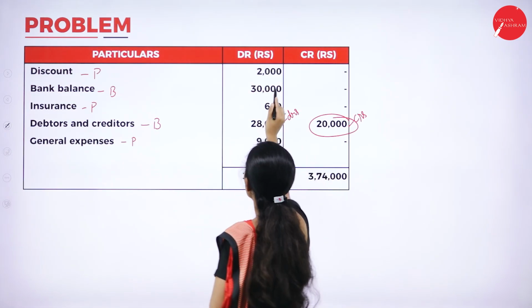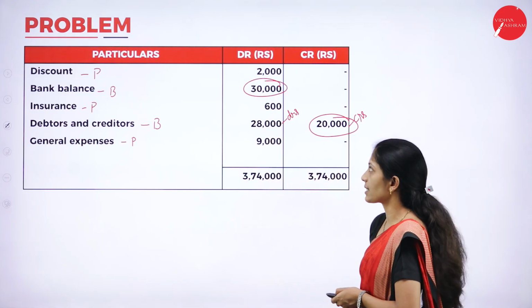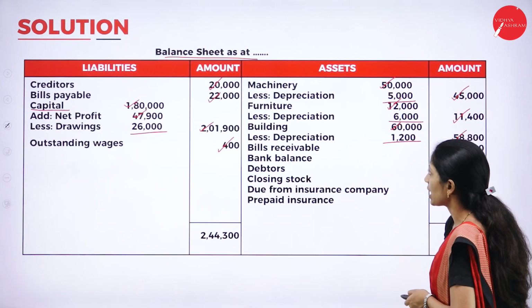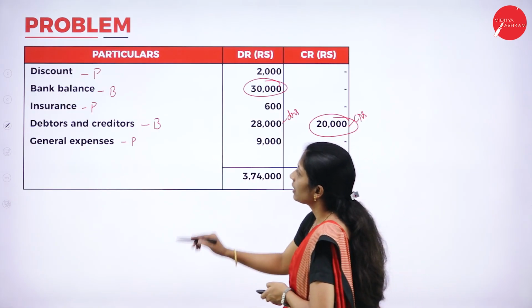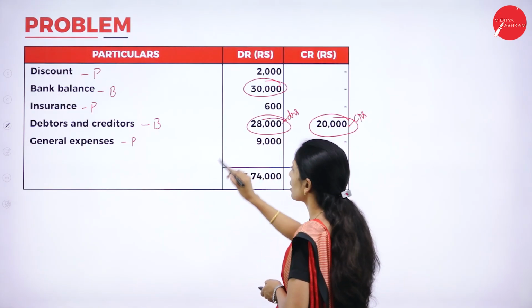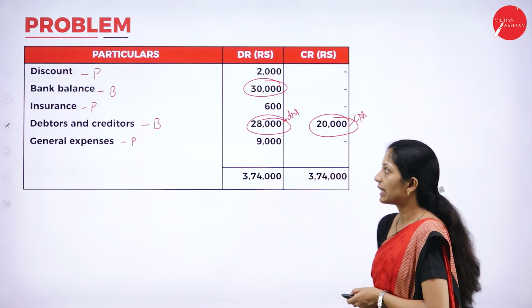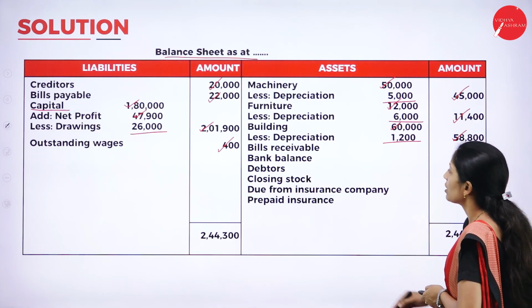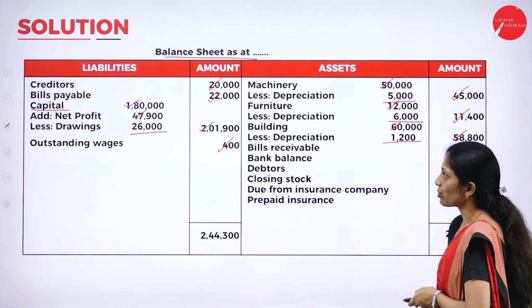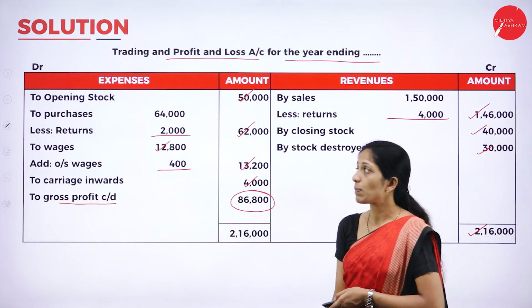Next, bank balance 30,000. It's also an asset, so write it on the asset side: bank balance 30,000. Next one, debtors 28,000. Creditors we have recorded on the liability side. Now we are done with all the items in the trial balance.